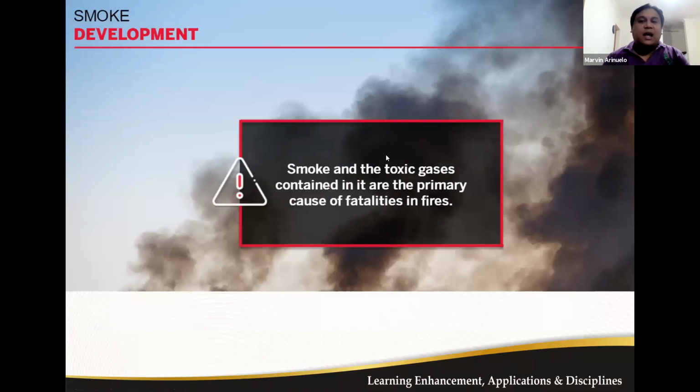Smoke and the toxic gases contained in it are the primary cause of fatality in fire. That's according to the research. It is the smoke, including toxic gases, that causes most of the fatalities or deaths compared to the fire itself. Not only because of inhalation, but also due to impaired visibility, which can prevent escape from the threatened area.